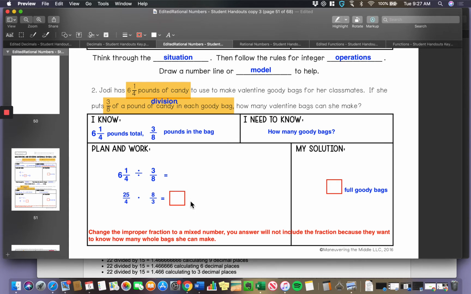When you get your mixed number, which looks something like this, 6 1/4, you're going to end up dropping the fraction. So I wrote a note down here. It says change the improper fraction to a mixed number. Your answer will not include the fraction because they want to know how many whole bags she can make. So if you had 6 1/4, you would drop the 1/4 because it's only a fourth of a bag, and that's not a whole bag.